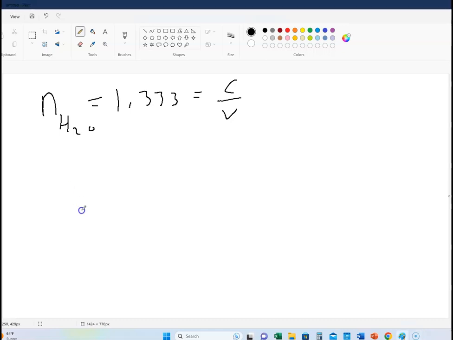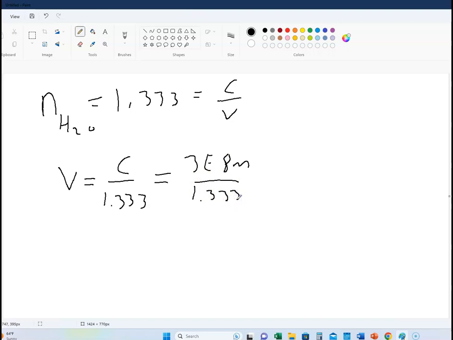So you just rearrange this equation and solve for velocity. The velocity in water is going to be the speed of light divided by 1.333. And notice I said the speed of light. It's, of course, the speed of light in a vacuum, but it gets tiring saying that all the time, so usually people just say the speed of light. So it's 3 times 10 to the 8th meters per second, divided by 1.333. Remember, this index of refraction is just a number.